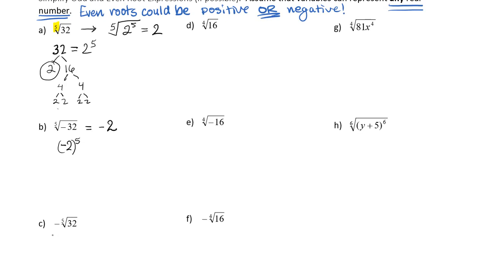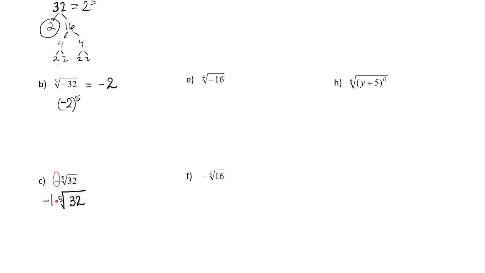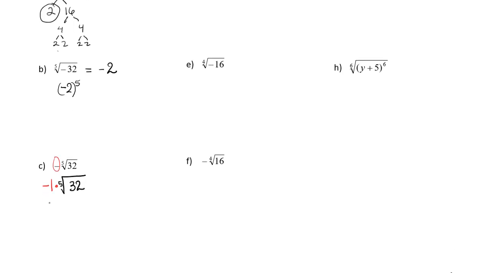And lastly, we have C here, negative 5th root of 32. This negative sign is outside of the calculation. Notice how it's sitting on the outside of the radical. We could even put that in its own little multiplication. I'll change the color so you can see that the 5th root of 32 is multiplied to the negative 1. So when I simplify this, I'll have negative 1 times positive 2, which is negative 2.